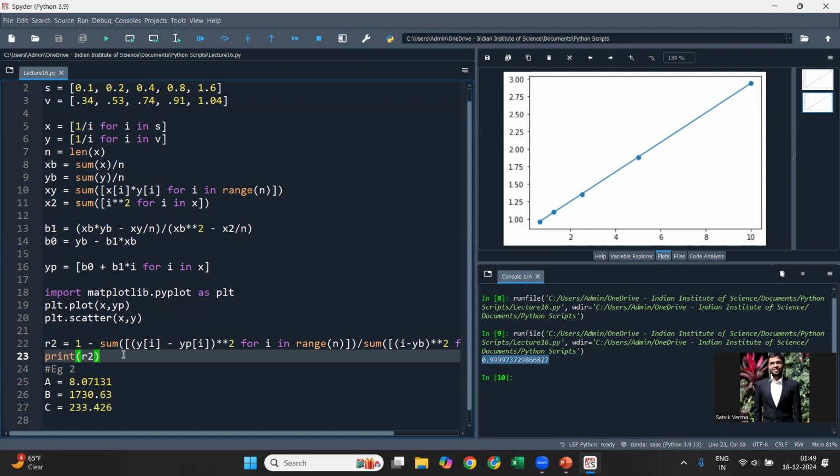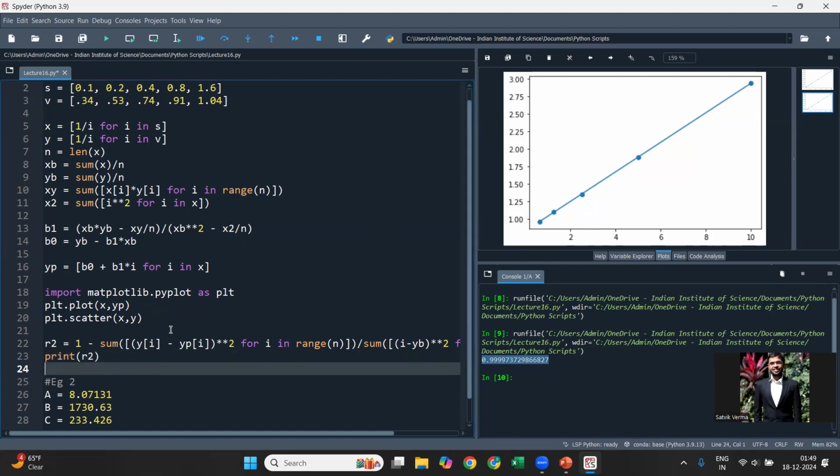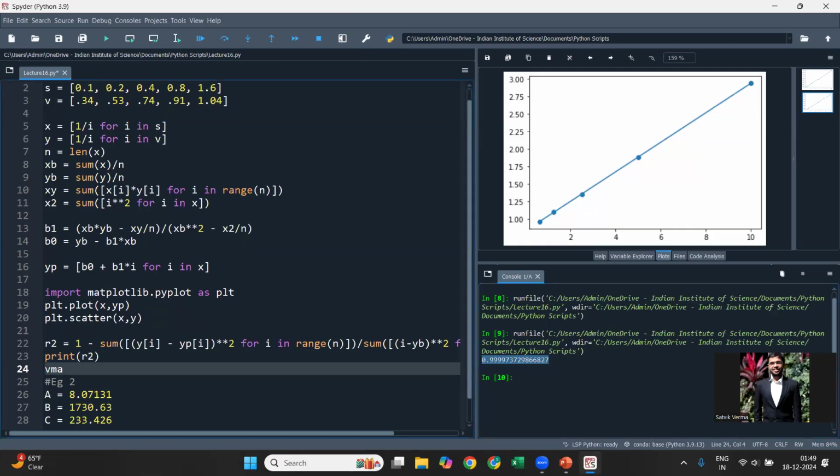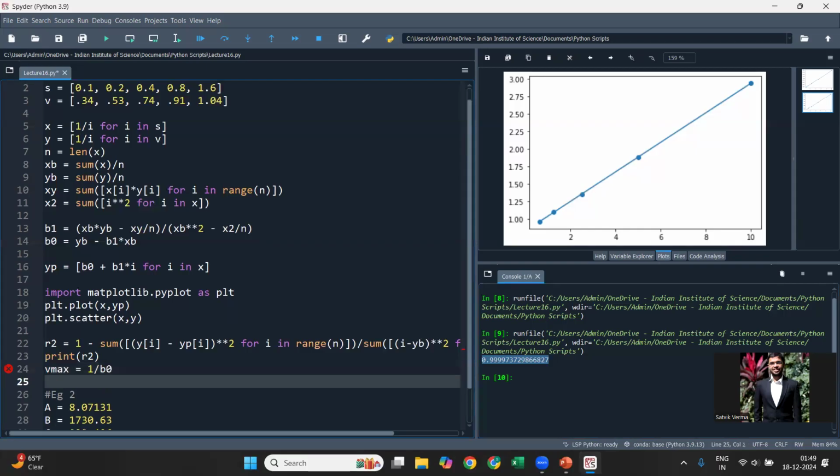So this gives us the coefficients beta naught and beta 1, but the objective of the problem was to calculate Km and Vmax. So if we go back to our equation, we see 1 by Vmax is beta naught. So from here, we get Vmax is equal to 1 by beta naught, right? And Km by Vmax is beta 1. So Km is equal to beta 1 times Vmax, right? So we'll get the parameters here.